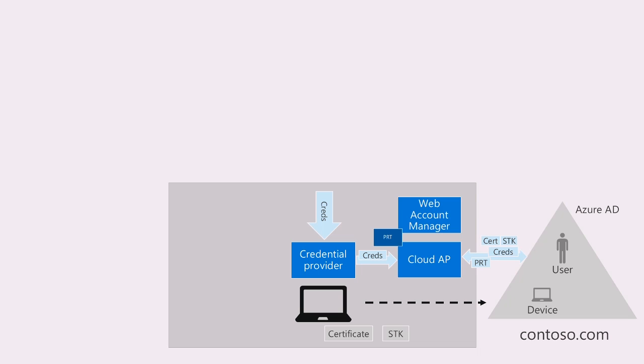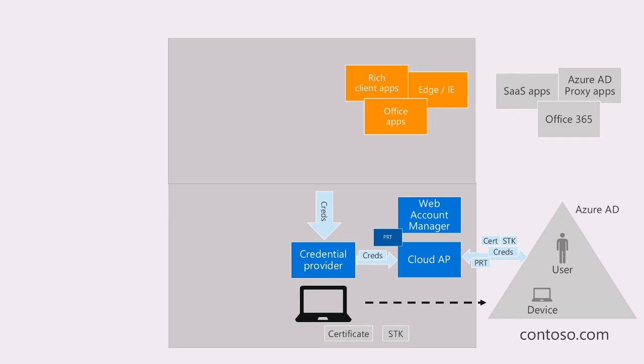But the key point is that that PRT is cached, and then when the user is already in the desktop, and let's say he or she is trying to go to Office 365 or Azure AD published applications through the proxy, SaaS applications, what happens is that there will be some client applications. Maybe the user opens the browser, or maybe the user opens Word or Outlook, and that client application is going to request a token to the Web Account Manager.